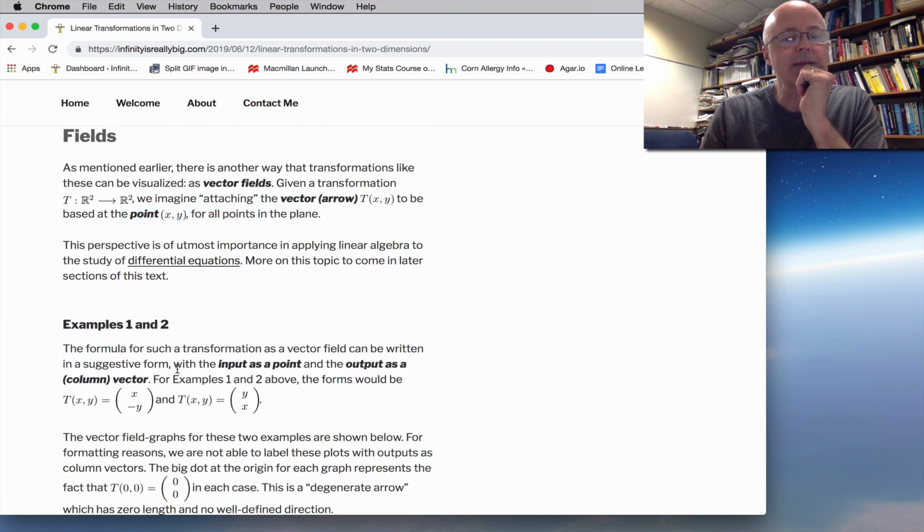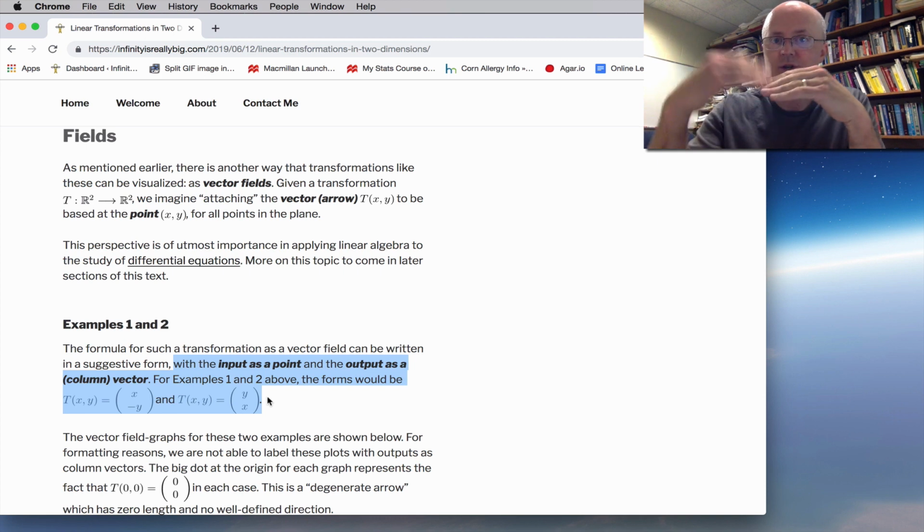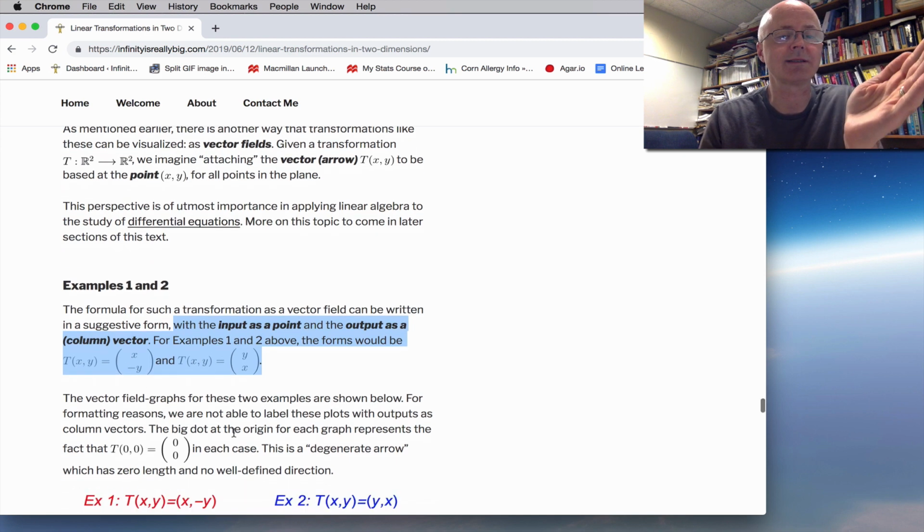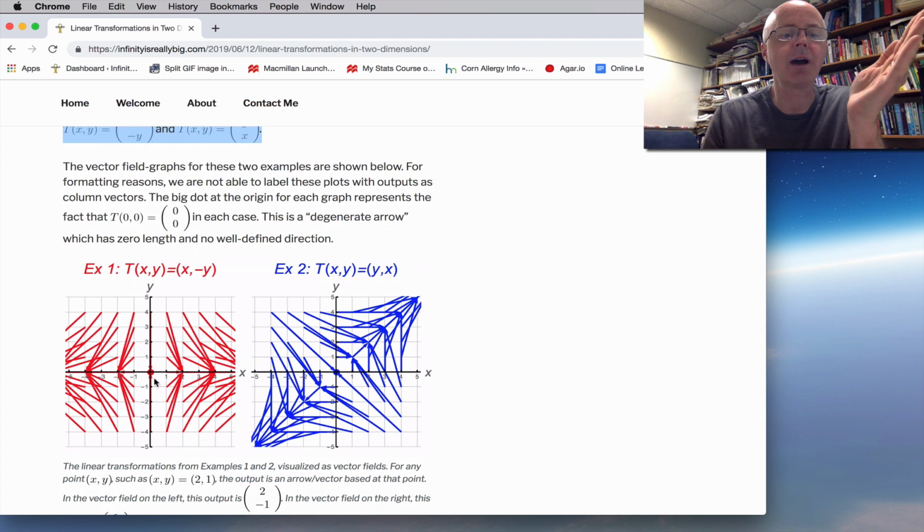I do that with these examples, in fact. For examples 1 and 2, reflection across the horizontal axis and reflection across the 45-degree line, I'm writing the input as a point and the output as a vector. And we visualize it that way, including drawing a big dot at the origin when the output is the 0 vector, or the origin.